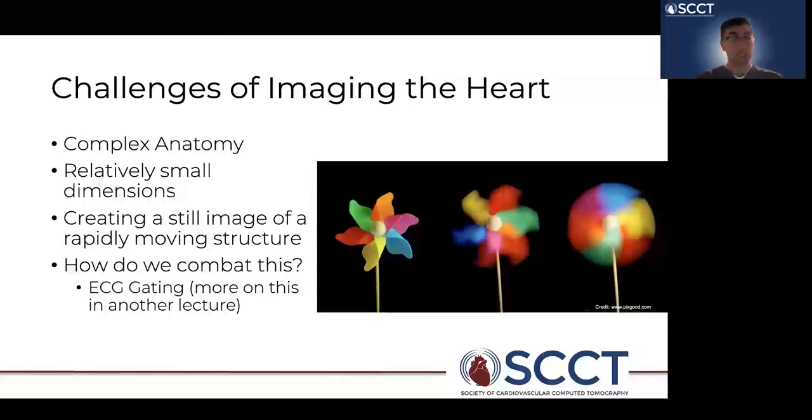We use something called ECG gating, and you'll hear more about this later. But basically, this pinwheel picture is just a common everyday example. If you look on the right, the pinwheel is in motion and it's very blurry. If you look on the left, the pinwheel is actually still in motion here, but we've gotten a very crisp picture. And so it's very clear. It actually looks like the pinwheel is not moving at all. And that's what we're trying to accomplish with imaging the heart. We want to get clear, crisp images with minimal to no motion or blur.